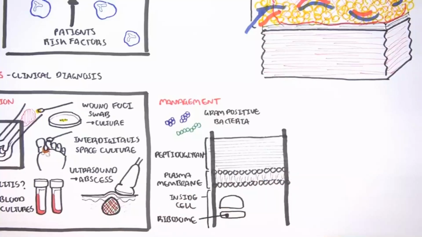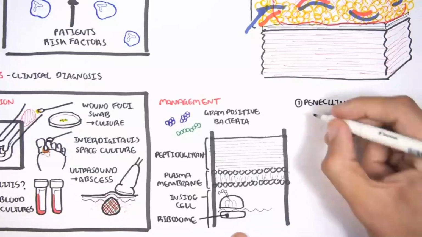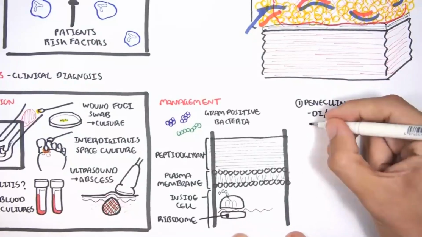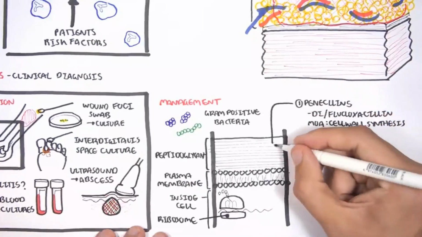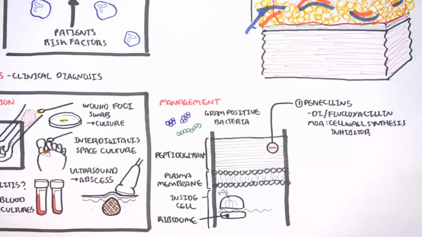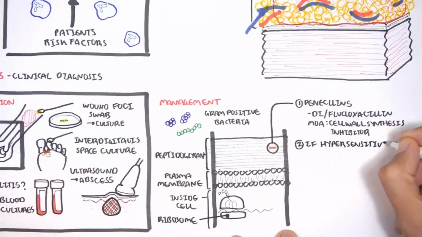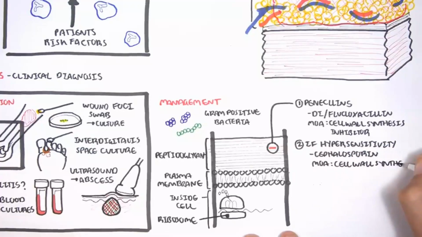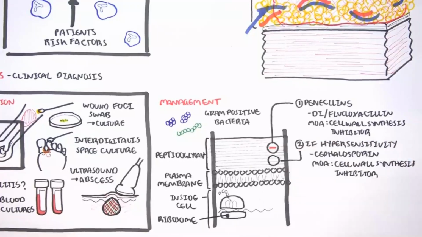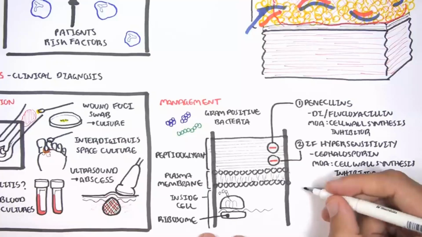Well, the management of erysipelas and cellulitis is antibiotics, first-line penicillins, such as dicloxacillin and flucloxacillin. The mechanism of action is that they inhibit bacterial cell wall synthesis. If the patient is hypersensitive to penicillins, so they have some form of reaction, you can give cephalosporins, which are also beta-lactams and work the exact same way as penicillins. They inhibit cell wall synthesis of the bacteria.